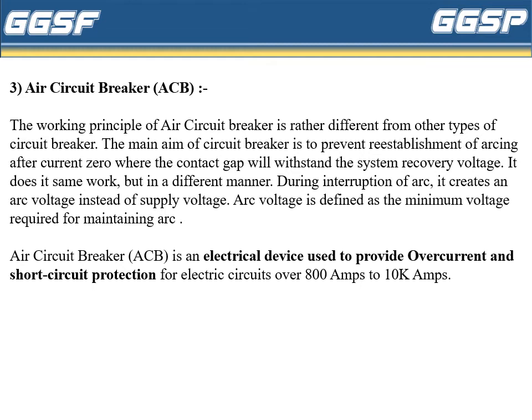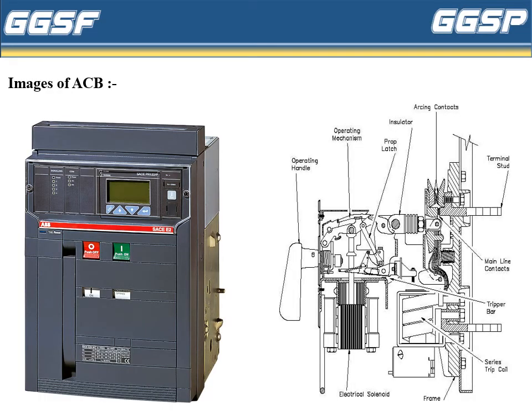Air circuit breakers or ACBs are electrical devices used to provide overcurrent and short circuit protection for electrical circuits over 800 amperes or 10,000 amperes. These are the images of ACB. The second image shows the different parts of ACB such as operating handle, operating mechanism, prop latch, insulator, arcing contacts, terminal stud, main line contacts, tripper bar, series trip coil, frame, electrical solenoid, etc.